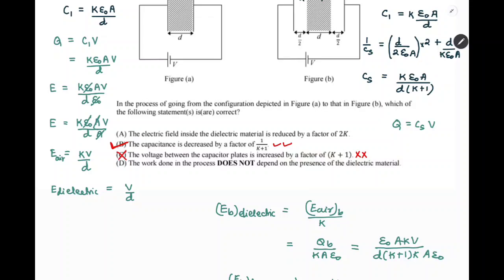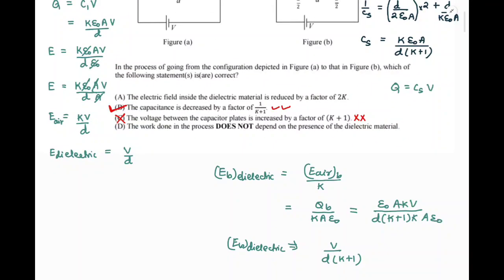So over here the first alternative is stating the electric field inside the dielectric material is reduced by a factor of 2K, but it is not so. Initially the value is V by D and finally the value is V by D times (K plus 1). So it is not reducing by a factor of 2K, so this alternative is also incorrect. Now we are trying to check the alternative D. The work done in the process does not depend upon the presence of dielectric material.